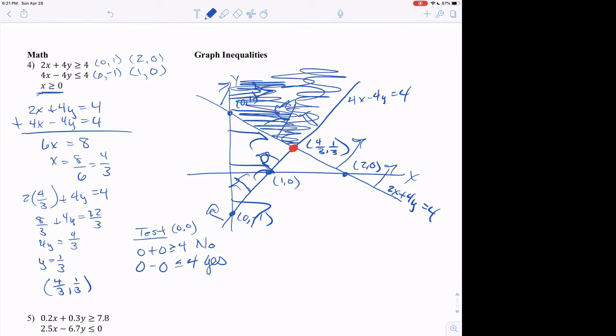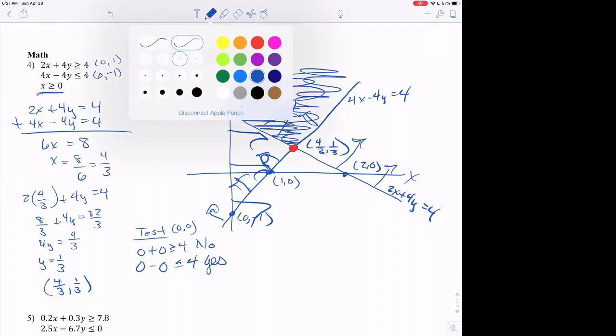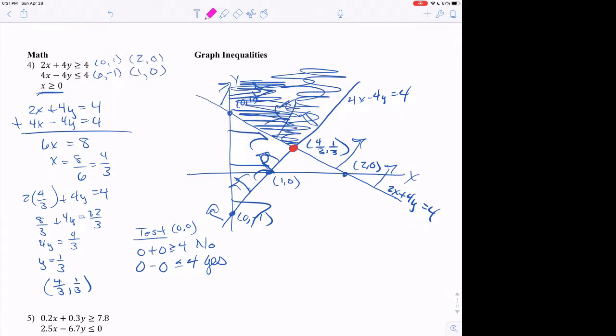Okay, so I'm really only in, take the pink, right here. So I'm stopped right here at the Y-axis. Okay?